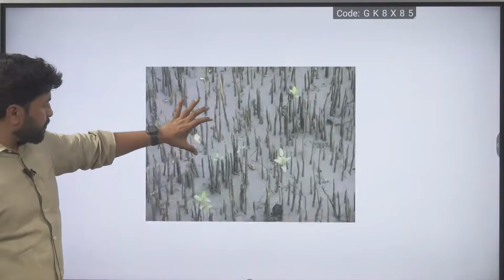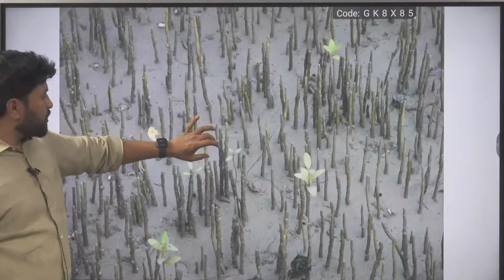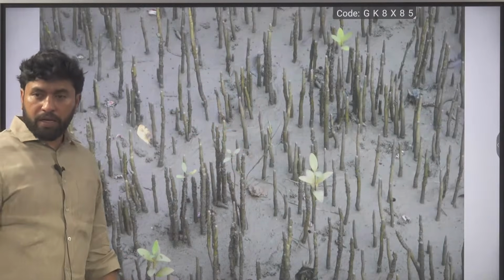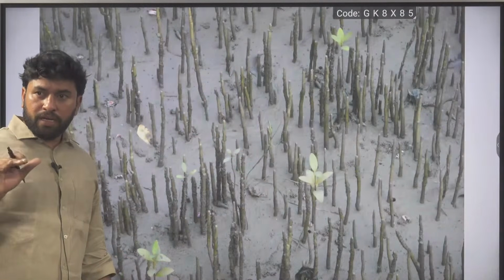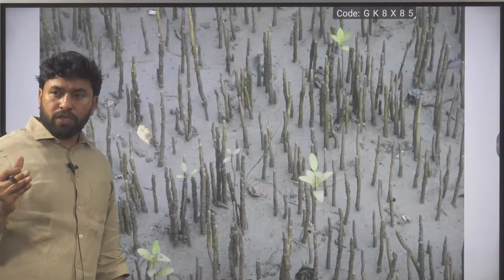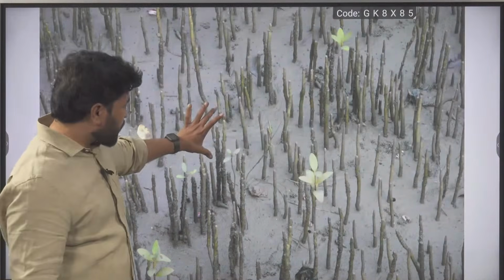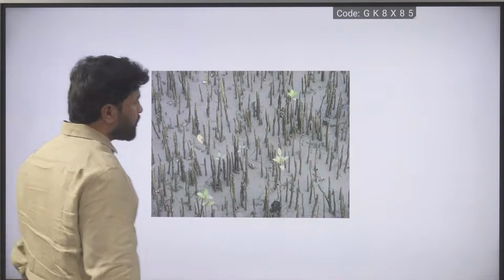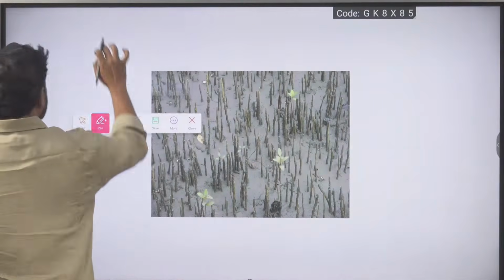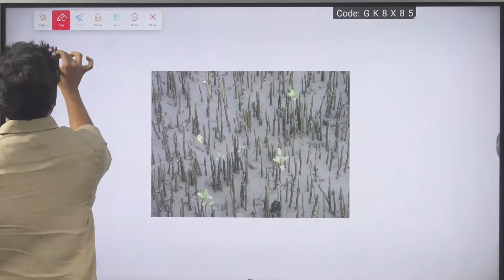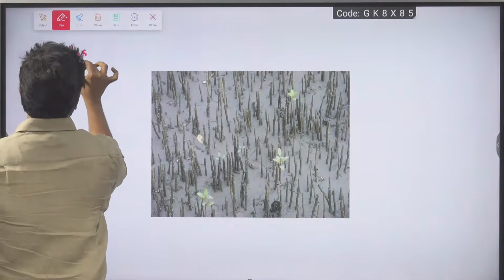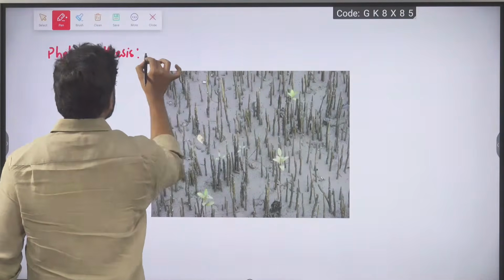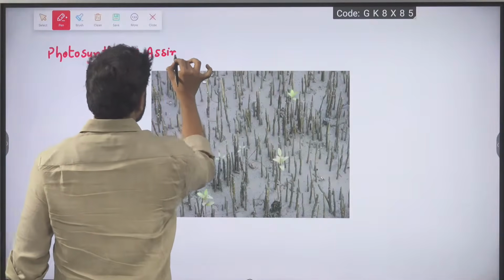See this picture. This picture represents pneumatophores. These roots are all pneumatophores. They grow above the soil, aerially, and they are responsible for absorption of oxygen from the atmosphere. At the same time, I am explaining one kind of root that is called photosynthetic roots. Rarely, some roots are able to perform photosynthesis. Those roots that are responsible for photosynthesis are also called assimilatory roots.